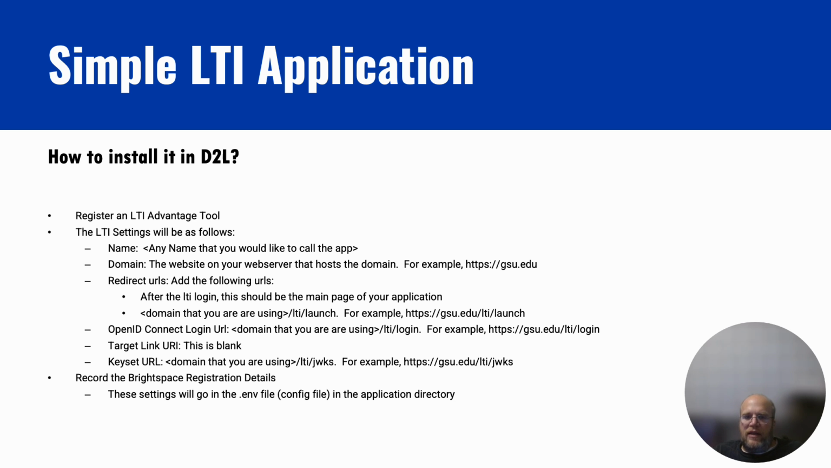The OpenID Connect logon URL is also included in our example code, and simply you need to add your domain /LTI/login. In our example, it would be https://gsu.edu/LTI/login. The target URL will be left blank. The key set URL has also already been made. Simply type in your domain /LTI/JWKS, and then for our example, we will use https://gsu.edu/LTI/JWKS.